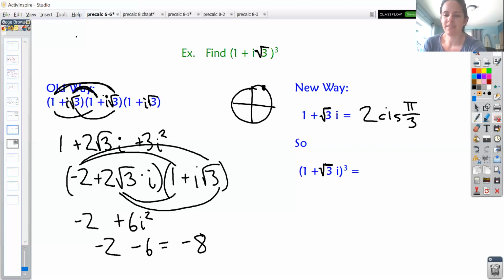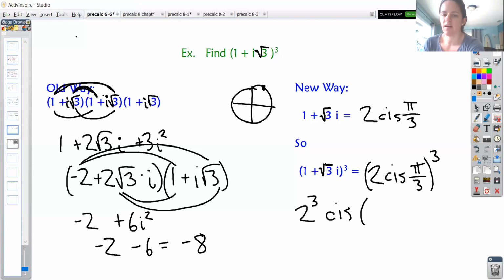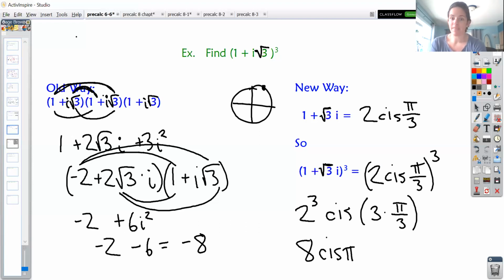So if this is the polar representation of the complex number, then if I want to cube that, then that's just 2 cis pi thirds cubed. And then DeMoivre's theorem says that that's 2 cubed times cis of 3 times theta, right? So 3 times pi thirds. Well, that's just 8 cis pi. And then let's think about what that means.